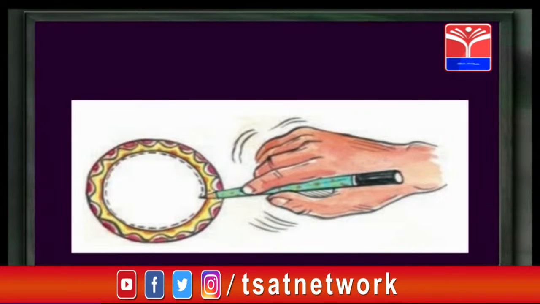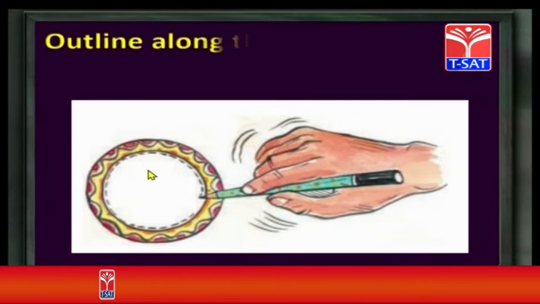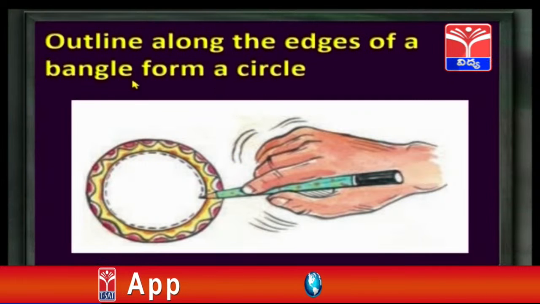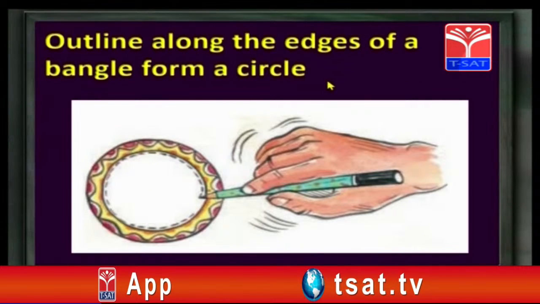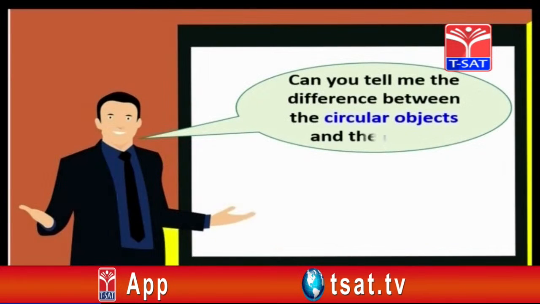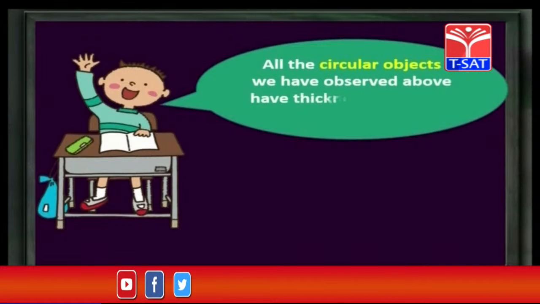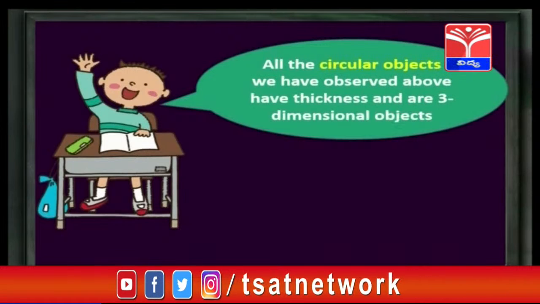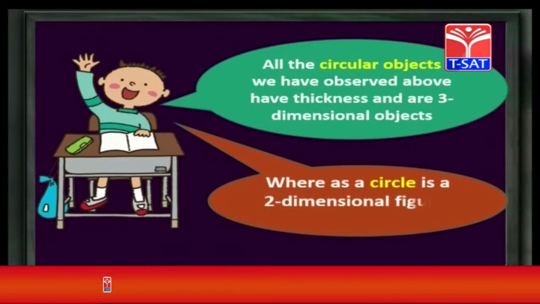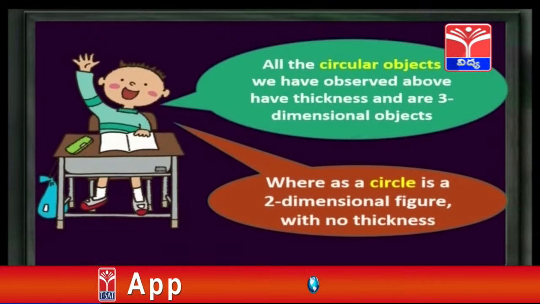This is a bangle. With the bangle, a circle is drawn. So, what is this, students? Outline along the edges of a bangle forms a circle. Now, tell me, what is the difference between the circular objects and the circle? All the circular objects we have observed above have thickness and are three-dimensional objects, whereas a circle is a two-dimensional figure with no thickness.